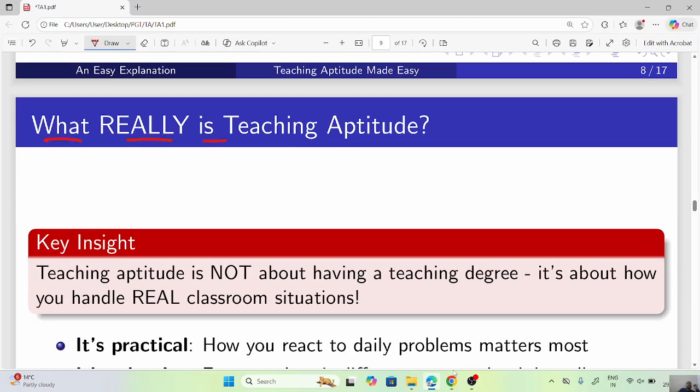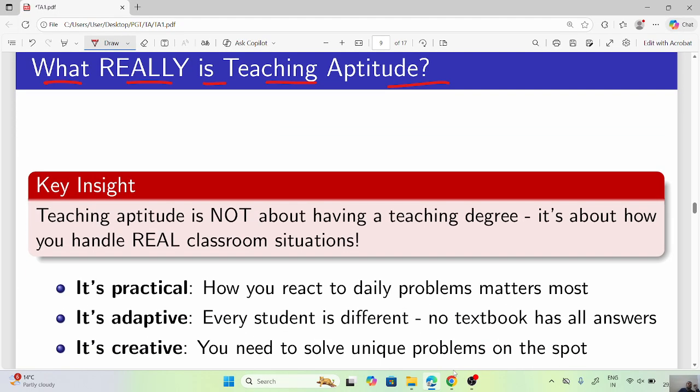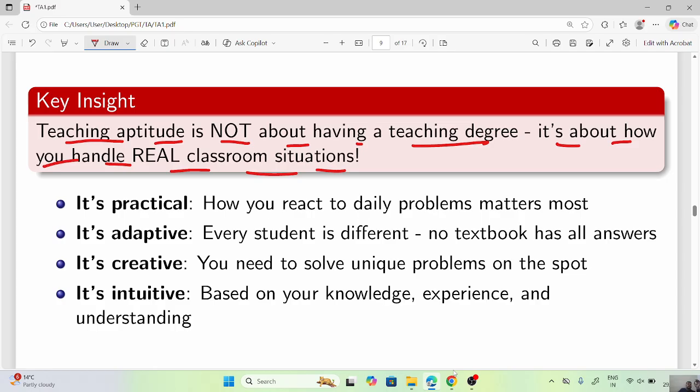What really is teaching aptitude? First, the key insight: teaching aptitude is not about having a teaching degree. It is about how you handle real classroom situations and problems. It means it is practical, means how you react to daily classroom problems is what matters most. A teacher should be adaptive. Every student is different, so no textbook has all the answers. It may be different.